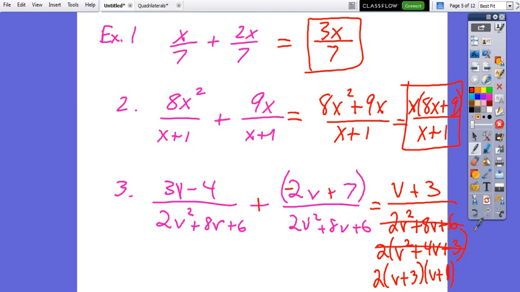Now I can cancel the v plus 3's. And what I'm left with is a 1 over a 2 times v plus 1. So make sure you don't forget that if everything cancels out in the numerator, there's a 1 left over, not a 0. Okay? So there's your final answer.